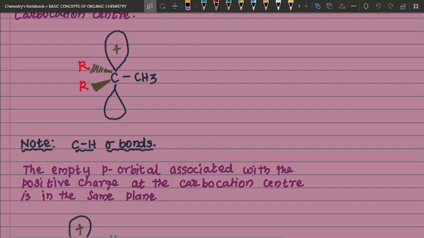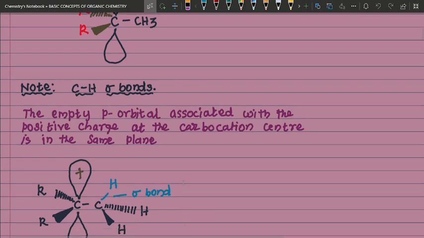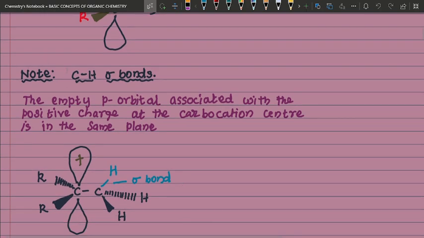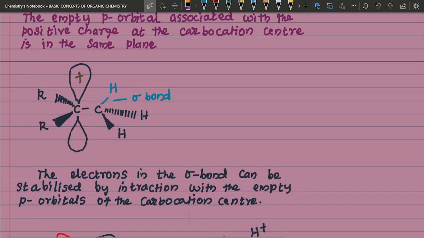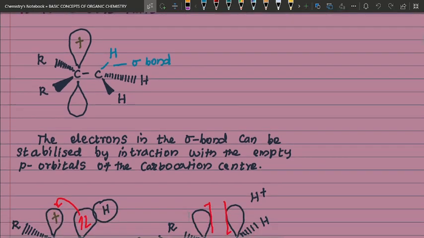CH sigma bond. The empty p orbital, this is the empty p orbital, associated with the positive charge at the carbocation center, is in the same plane. Let's see below. The electrons in the sigma bond can be stabilized by interaction with the empty p orbital of the carbocation center.